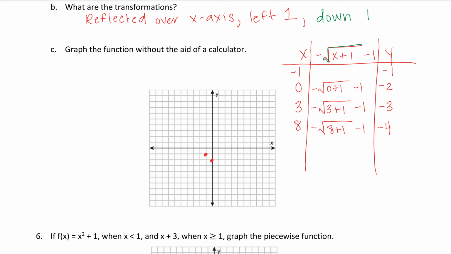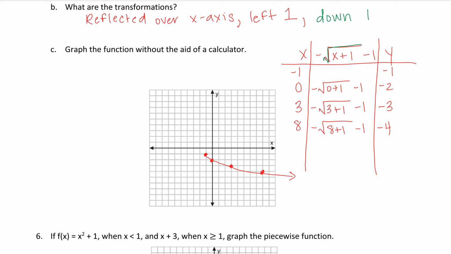All right, so now I have at least 4 points that I can graph. So I'm going to graph them. I have 0, -2, which I already did. I have 3, -3. So 1, 2, 3, down 3. And then 8. So 3, 4, 5, 6, 7, 8. And then down 4. So here's my graph. Remember, always put an arrow at the end.